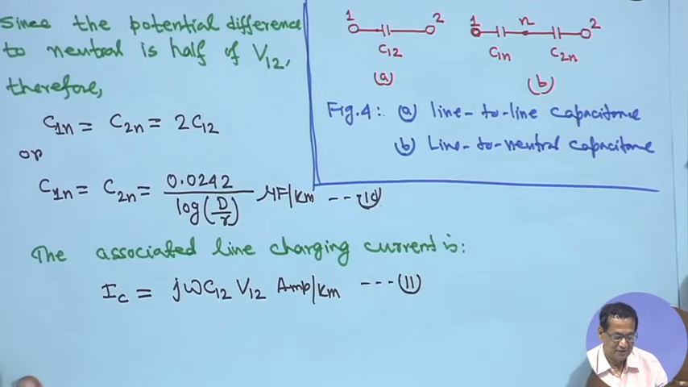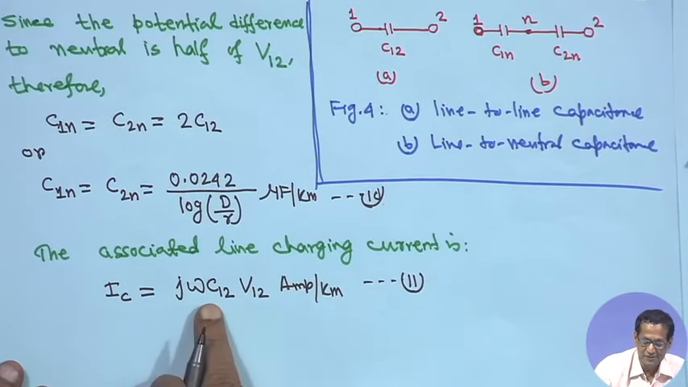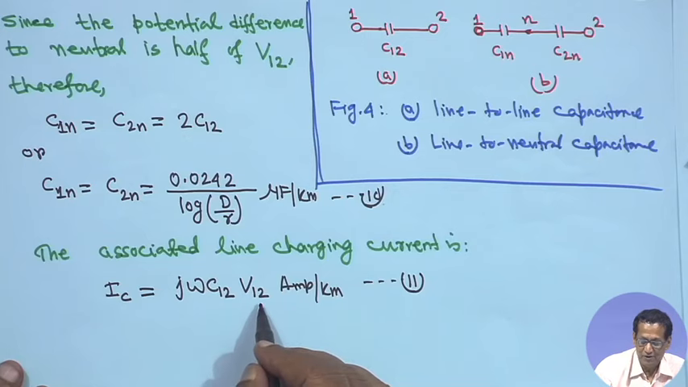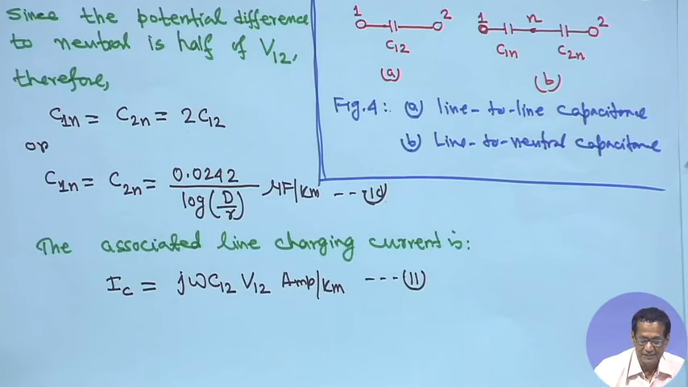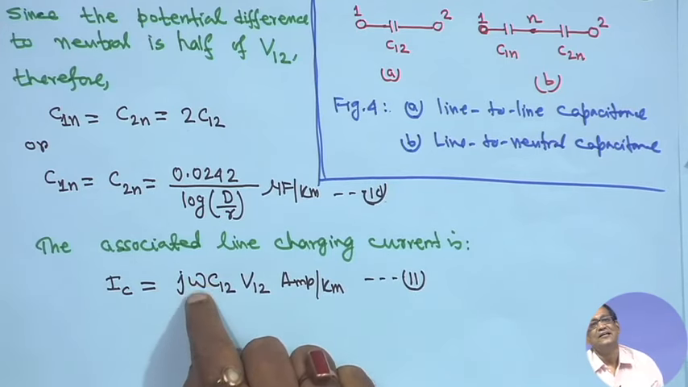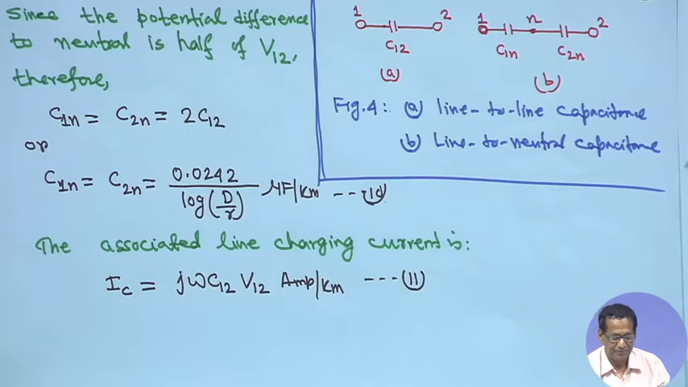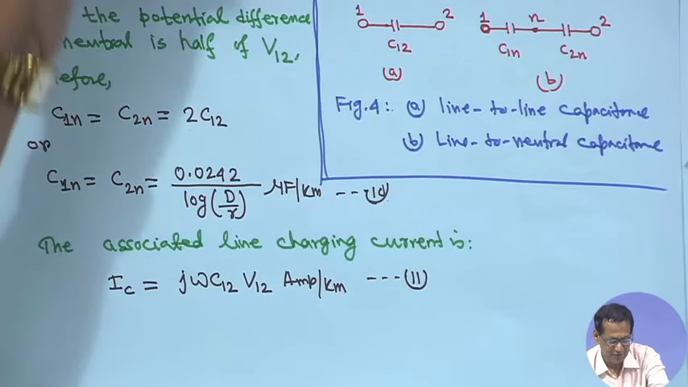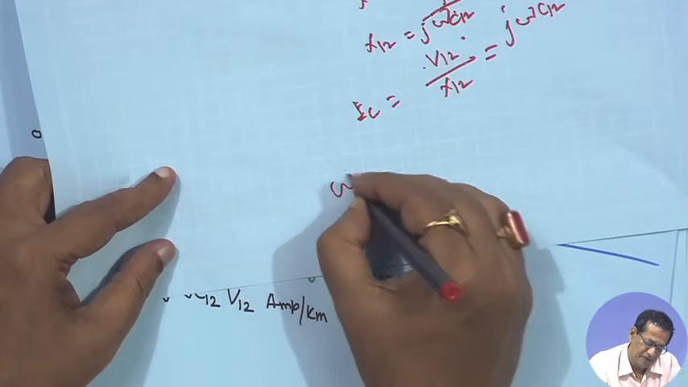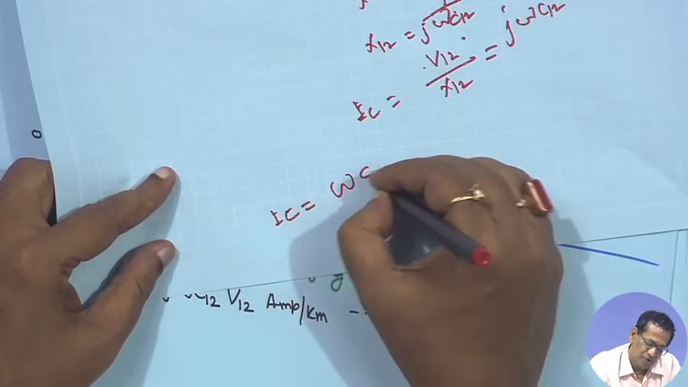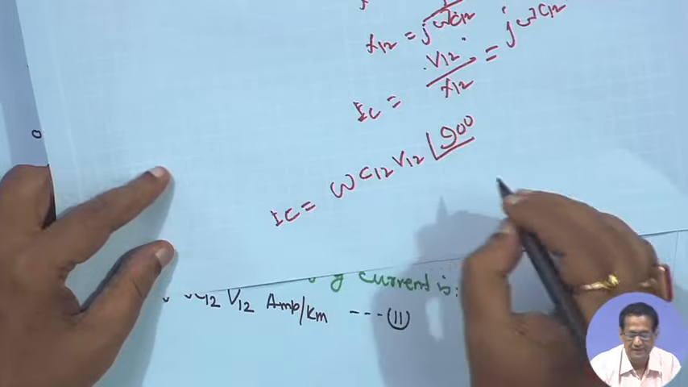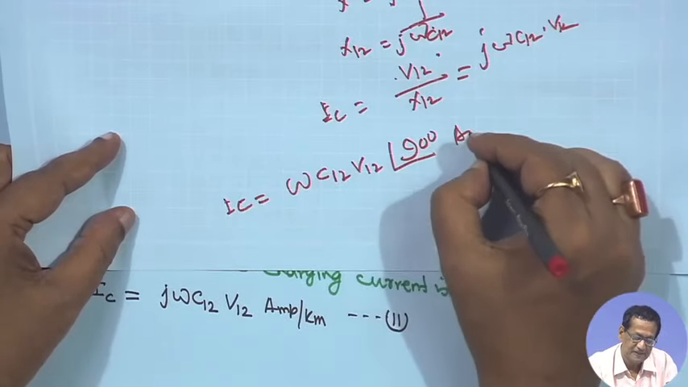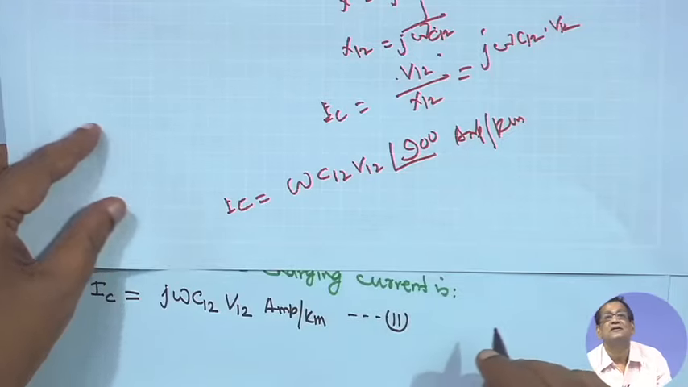That is why the line charging current will be IC is equal to j omega C12 into V12 ampere per kilometer. If you take the magnitude, then j should not be there. It is a leading current. So, one more line: the charging current will be omega C12 V12 at angle 90 degrees, because j is there, ampere per kilometer.